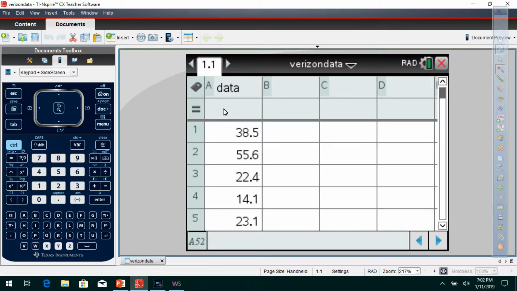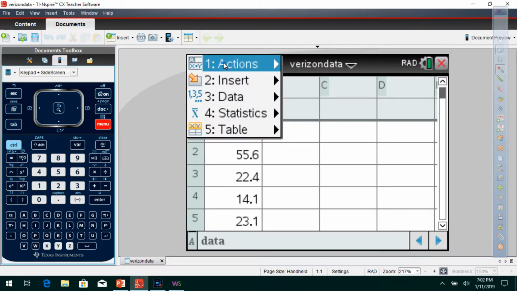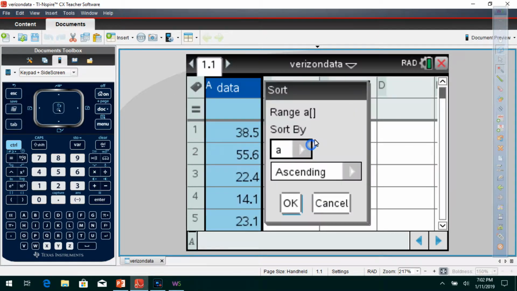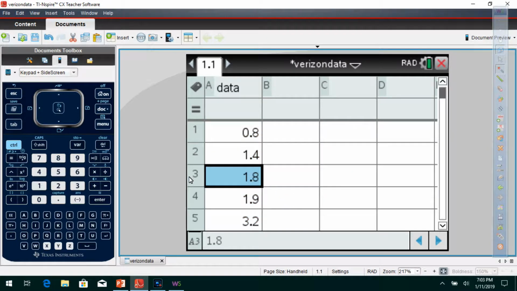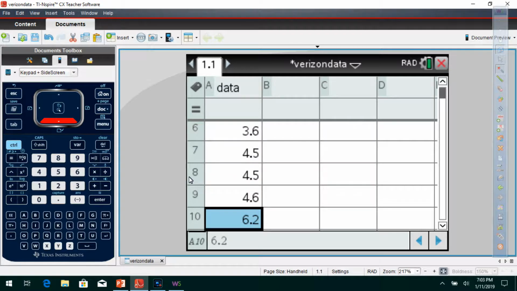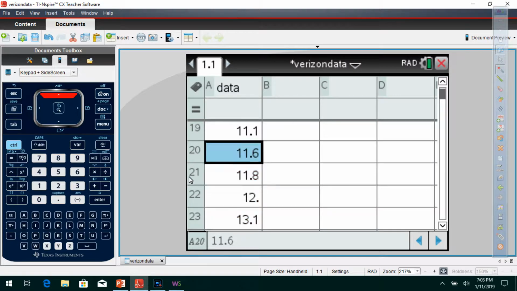They've not been sorted. So I'm going to click here, and I'm going to say Menu, 1, and Sort. And I want to sort ascending from smallest to largest. And there we go. Now, we just scroll down here until we find 11.8. Oh, there it is.